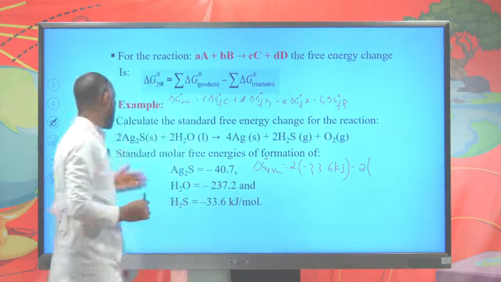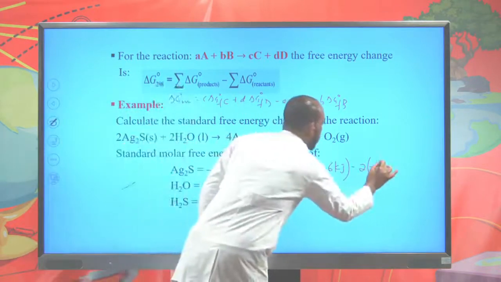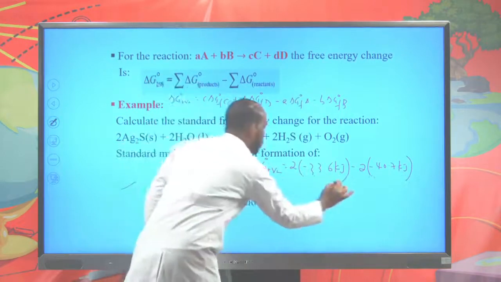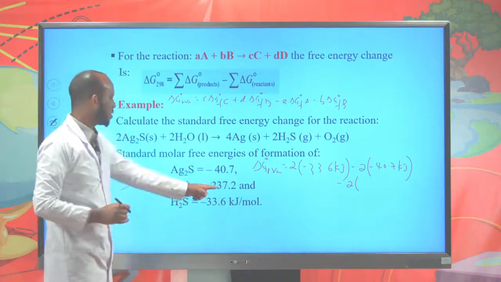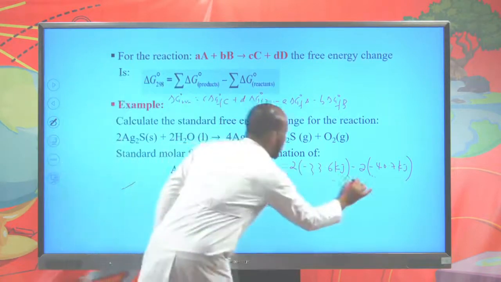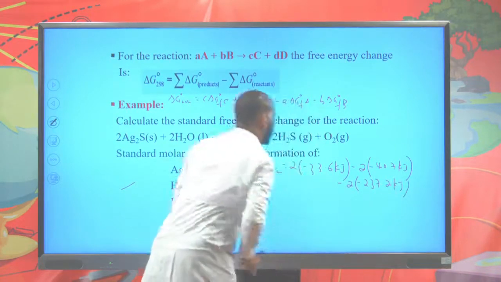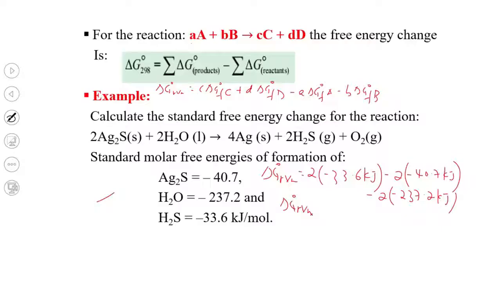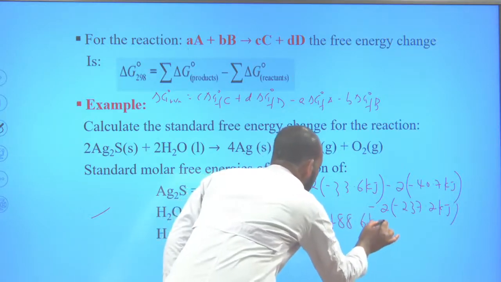delta G naught formation of silver sulfide, which is minus 40.7 kilojoule, minus 2 times delta G naught formation of water, which is minus 237.2 kilojoule. Now this is delta G naught of the reaction. The standard Gibbs free energy change for this reaction is plus 488.6 kilojoule.